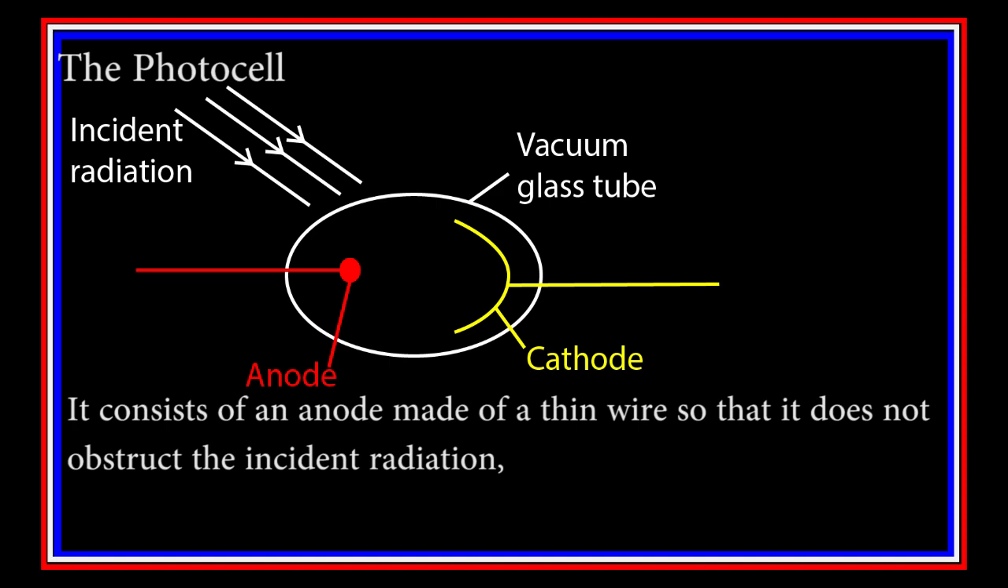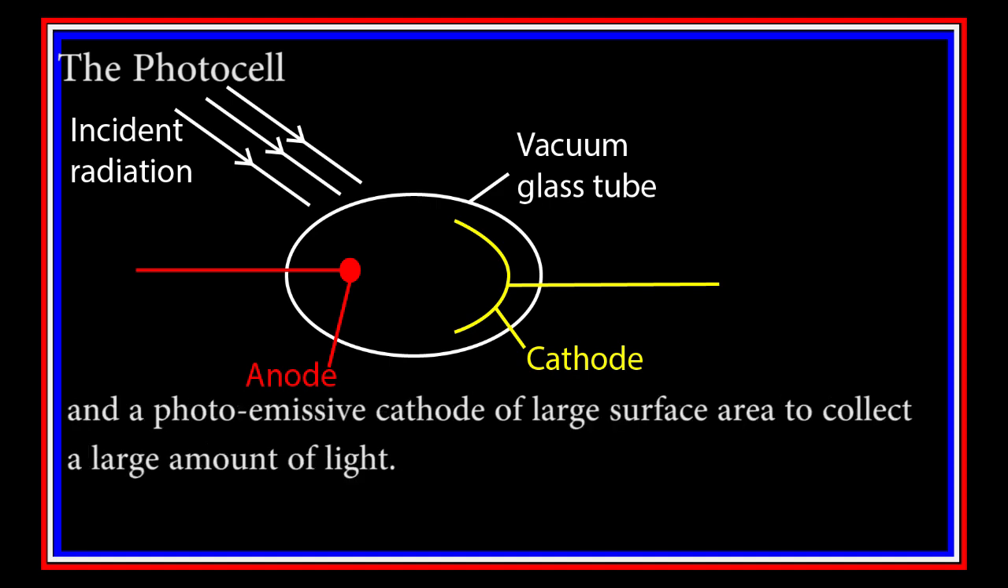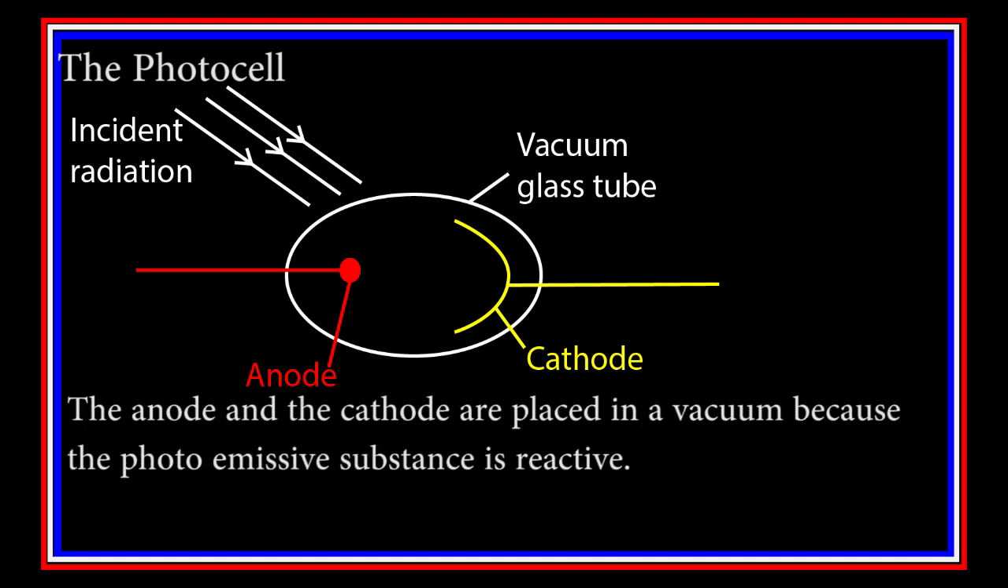It consists of an anode made of a thin wire so that it does not obstruct the incident radiation, and a photoemissive cathode of large surface area to collect a large amount of light. The anode and the cathode are placed in a vacuum because the photoemissive substance is reactive.